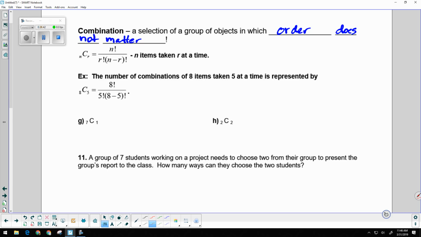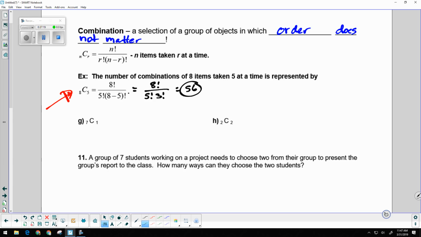Now with combinations, the formula changes. Look at it, it's different. It's n factorial over r factorial times n minus r factorial. In this first example, if I were to write that out, it would be 8 factorial over 5 factorial times 3 factorial. Then I would punch that in my calculator, and you can try that out. You should get 56.